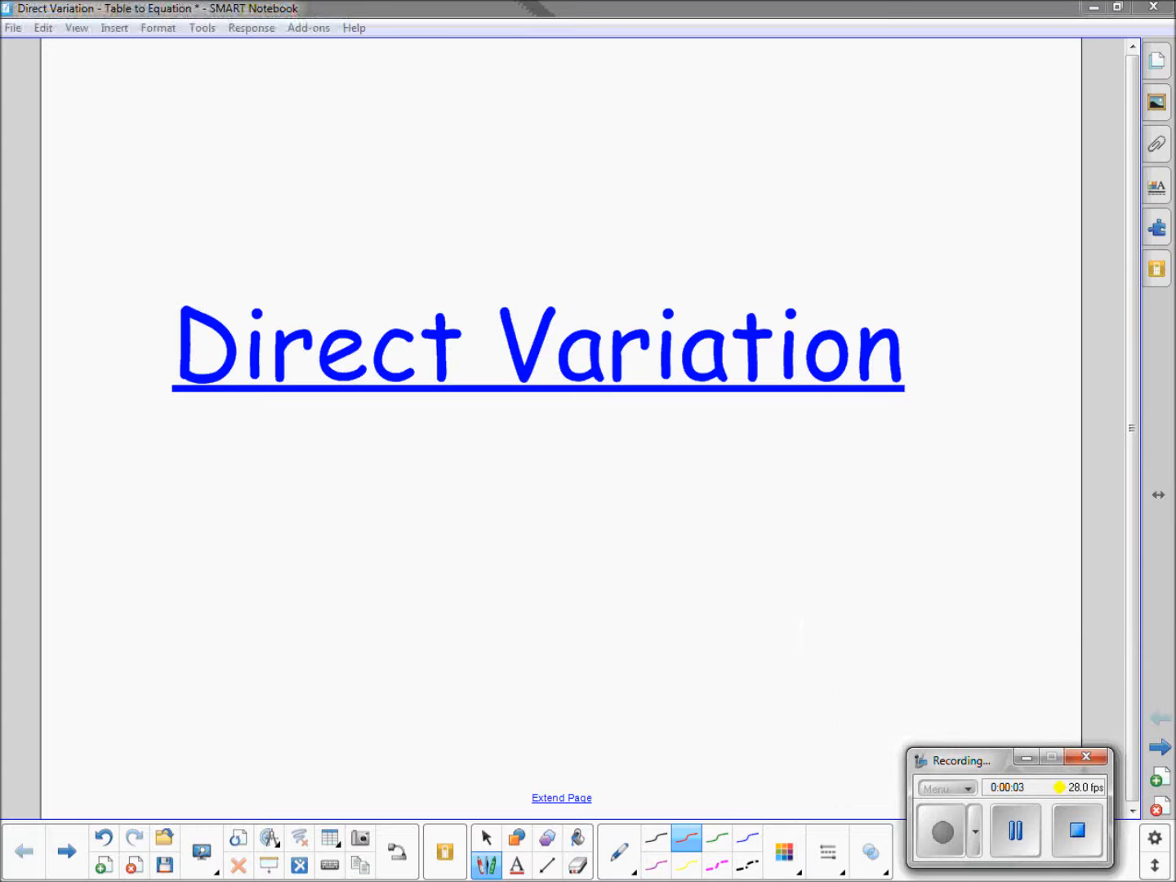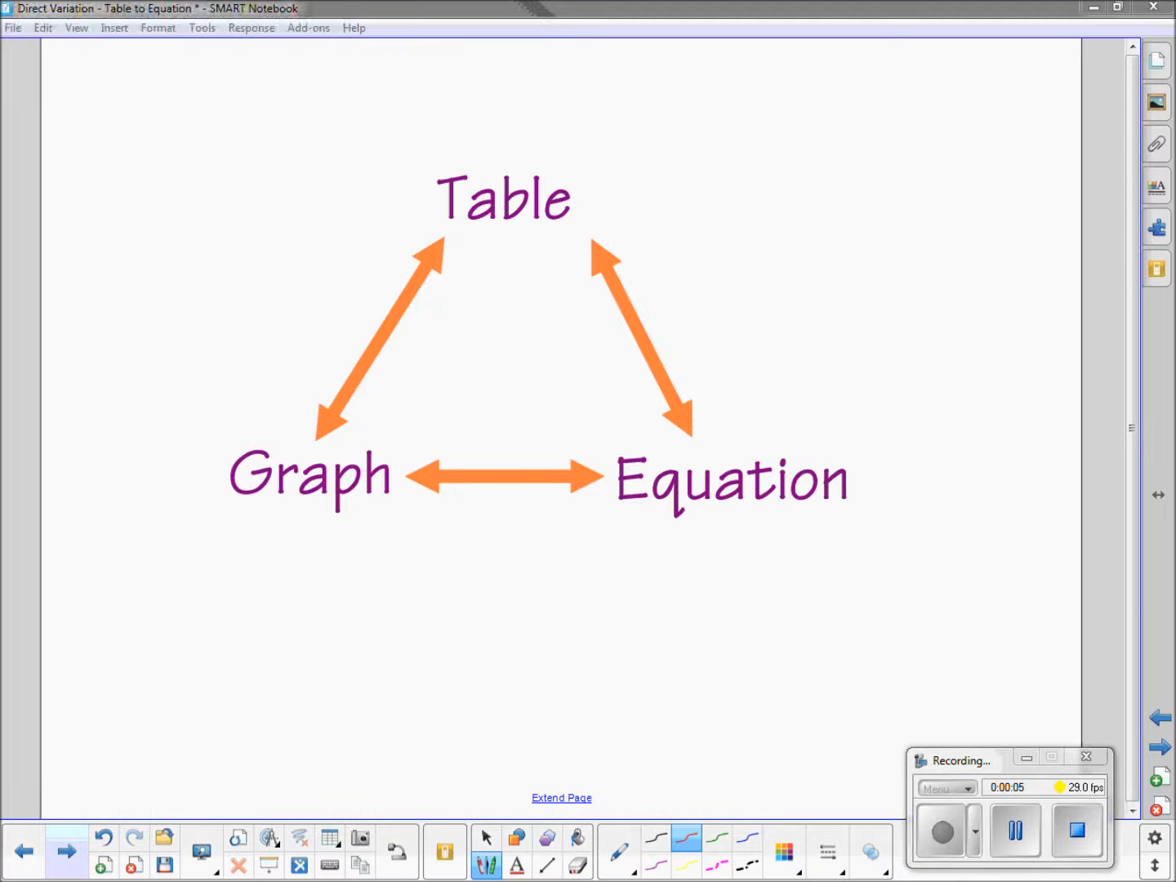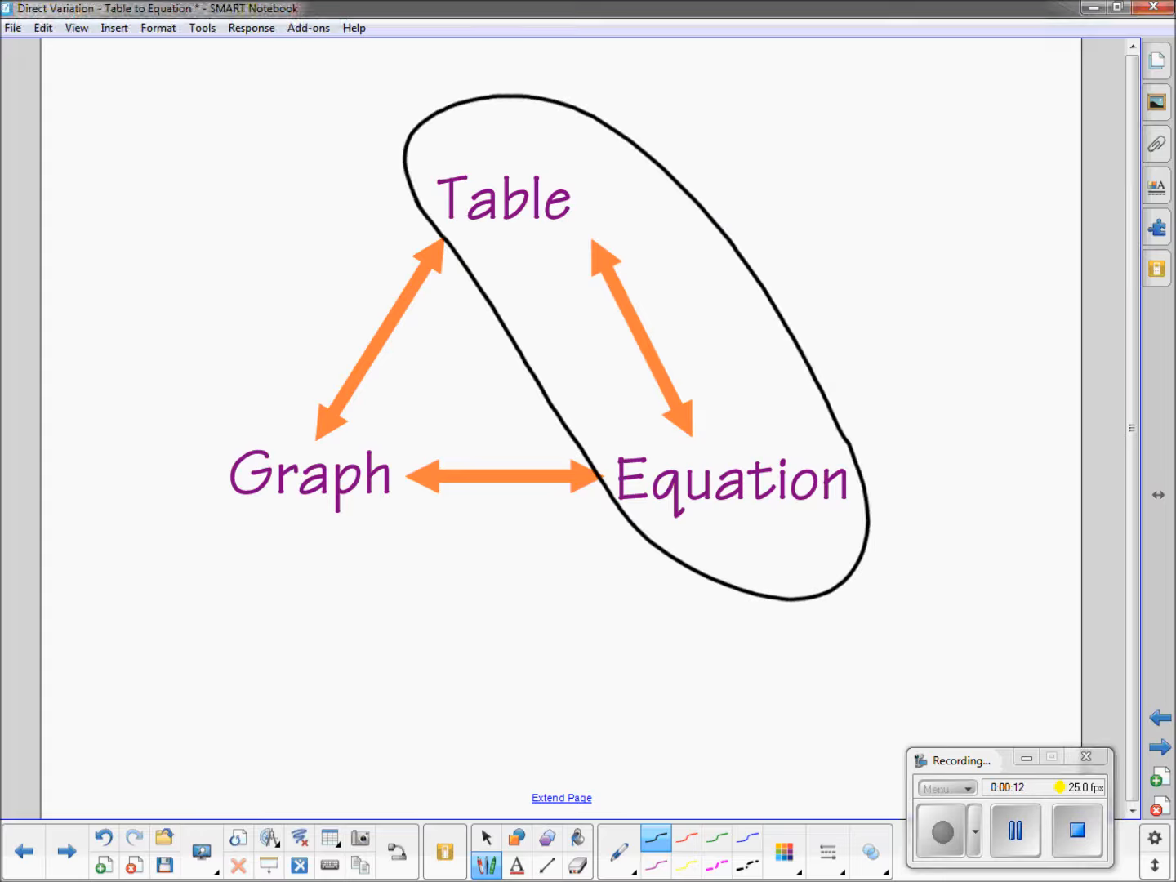Continuing with our study of direct variation, today we're going to be focusing on making a connection from a table to an equation. And if you remember, yesterday we made a connection from a table to a graph, and from a graph back to a table.